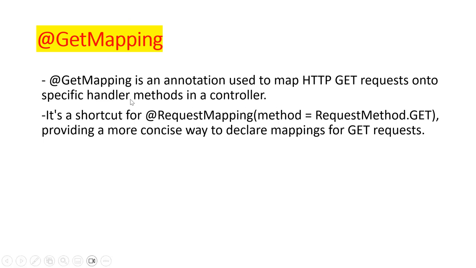So simply we can use @GetMapping, so the developer can easily see that this particular endpoint is used for handling the HTTP GET method with this URI, right? So basically @GetMapping is an annotation, and it is the shortcut for using @RequestMapping with these parameters. It provides a more concise way to declare mapping for a GET request, right?